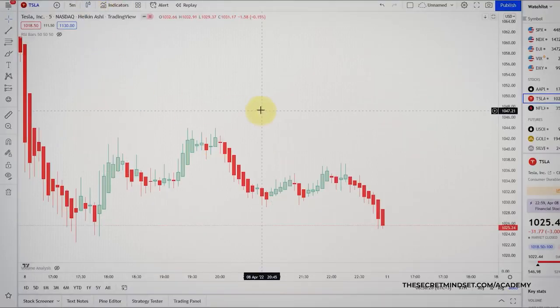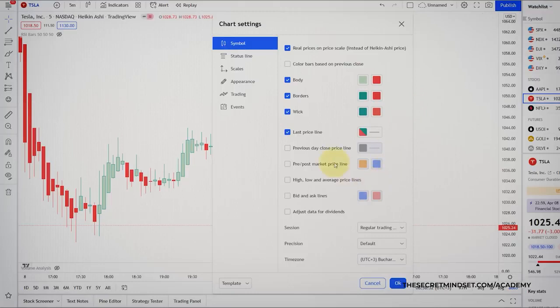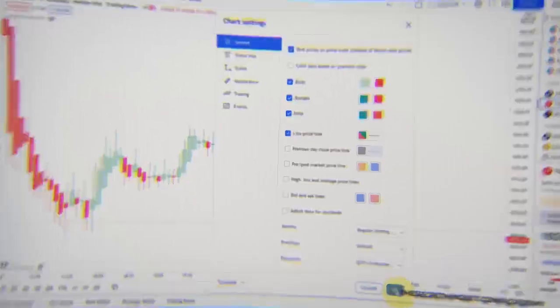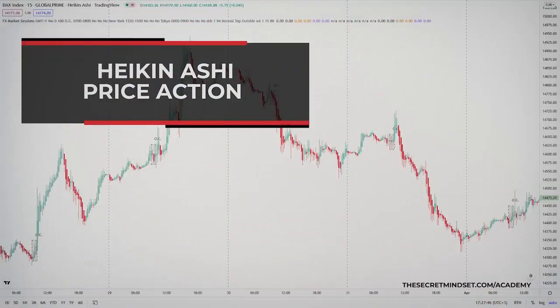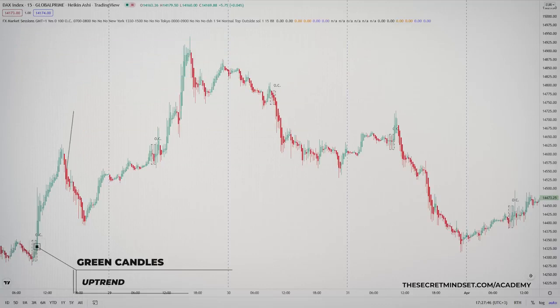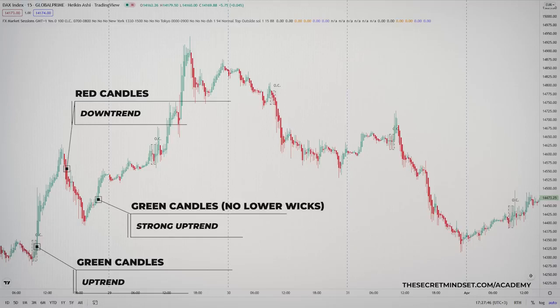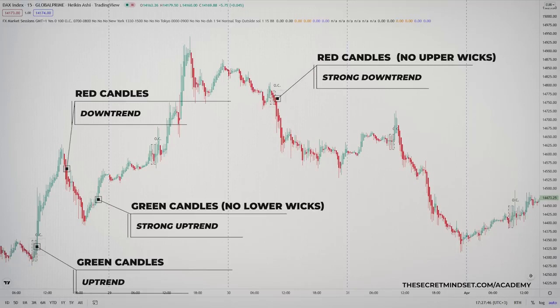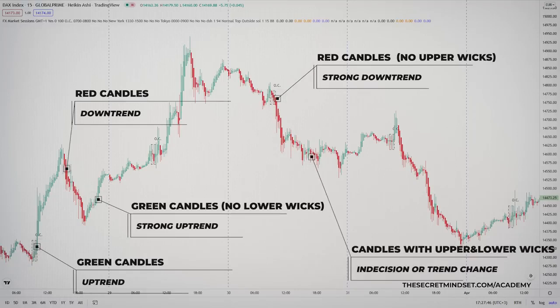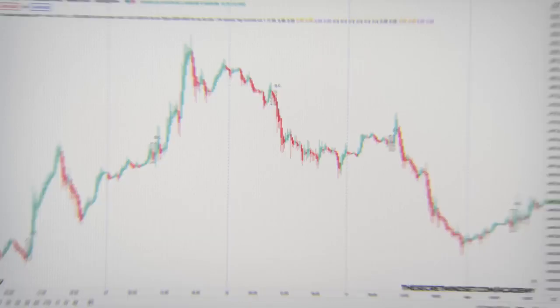So make sure you check these two options in TradingView, last price line, and real price on price scale instead of Heikin Ashi price. Here you have to rely again on price action, which is slightly different from the classic one. Green candles signify an uptrend. Red candles indicate a downtrend. Green candles with no lower shadows show a strong uptrend. Red candles with no higher shadows identify a strong downtrend, and candles with a small body that have upper and lower shadows could signal a trend change.